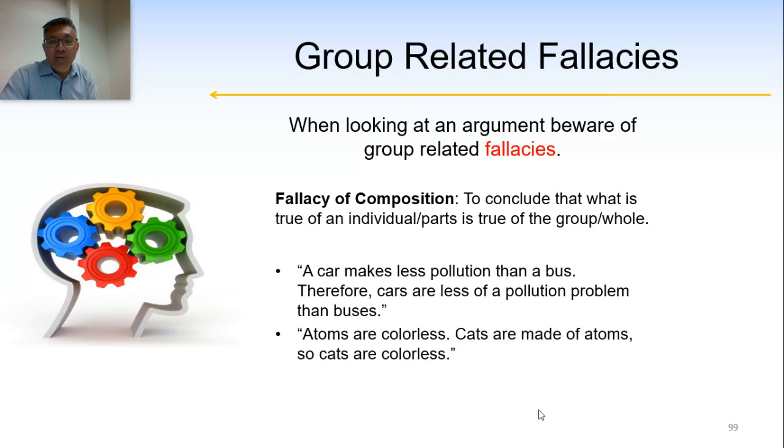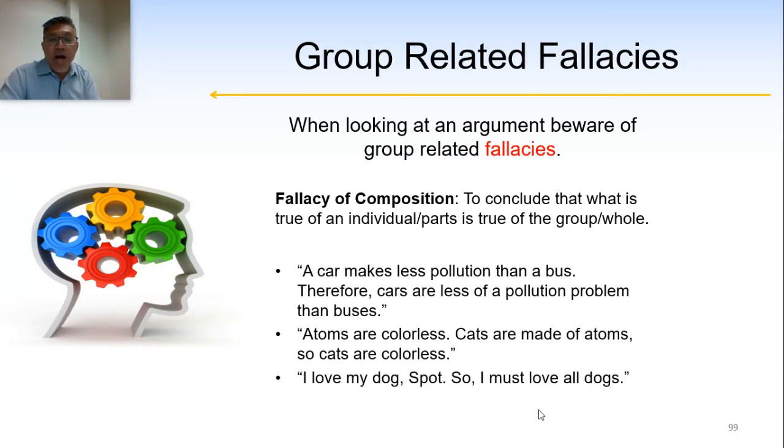If I said to you, well, atoms are colorless, this is what we're told by physicists, atoms have no color. Well, cats are made out of atoms, so cats are colorless. That should obviously be an incorrect leap in logic. Just because atoms are colorless doesn't mean the things that atoms make up are also colorless. So what's true of the individual part isn't necessarily true of the whole.